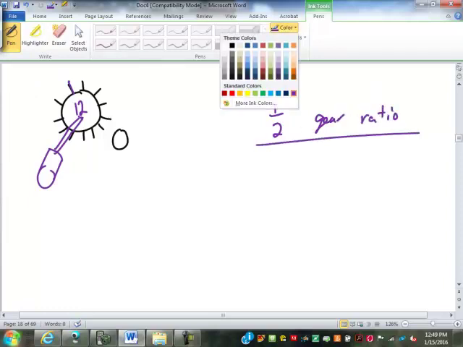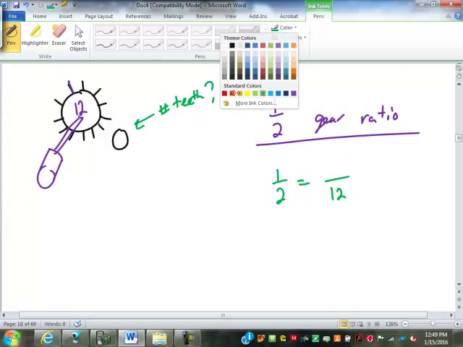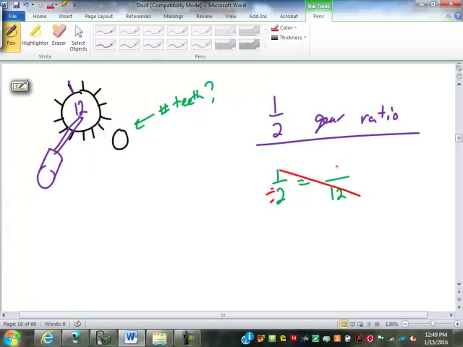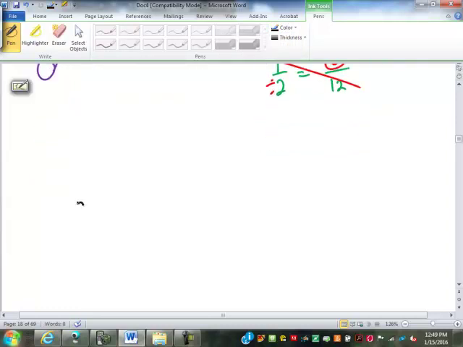How many teeth are going to be on that gear? How do you get that? That's 1-to-2. 12 is the driving gear, right? So that goes on bottom. 1 times 12 divided by 2 gives us 6. Perfect. Leave yourself a little bit of space there. We're going to do one more example.